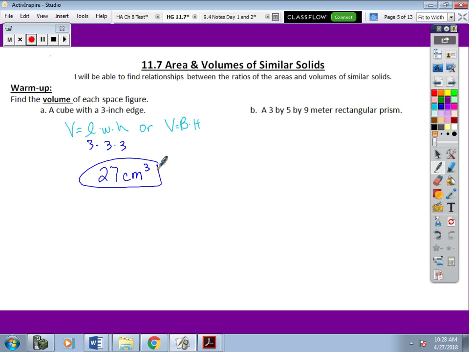How about a 3 by 5 by 9 rectangular prism? Yeah. 135. Length times width times height, and that would be meters cubed. Remember, length times width times height only works if it's a rectangular prism. Would not work for a triangular prism or a pentagonal prism. But it does work for a rectangular prism, and a cube is technically a rectangular prism. Because remember, a square is also a rectangle.